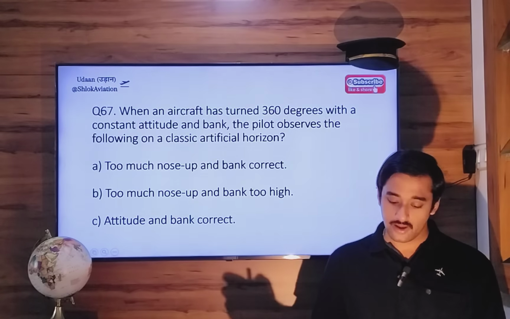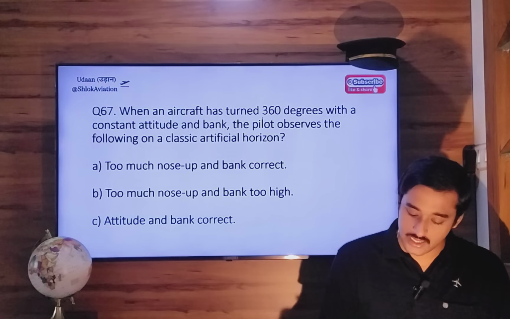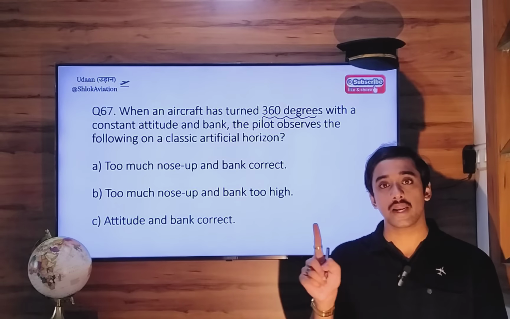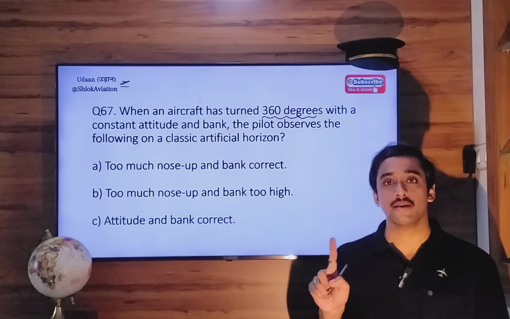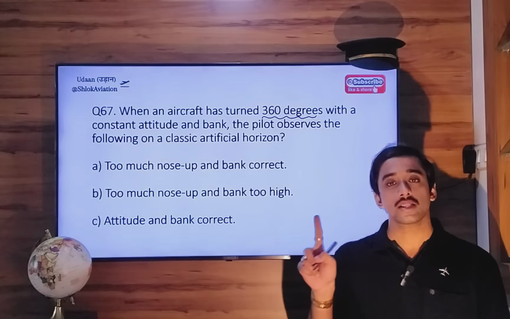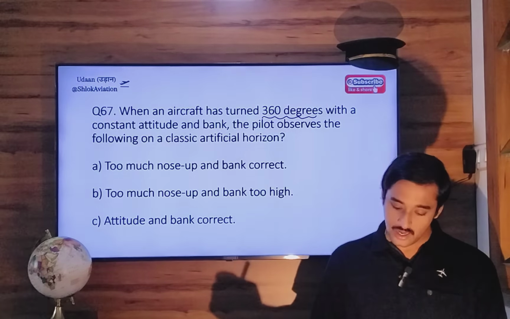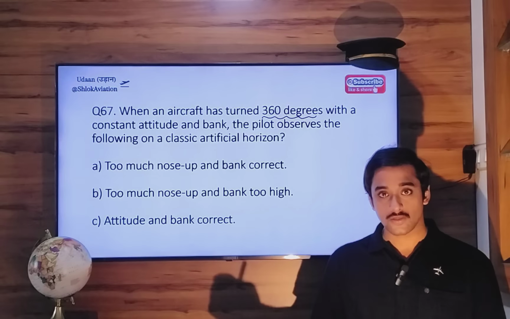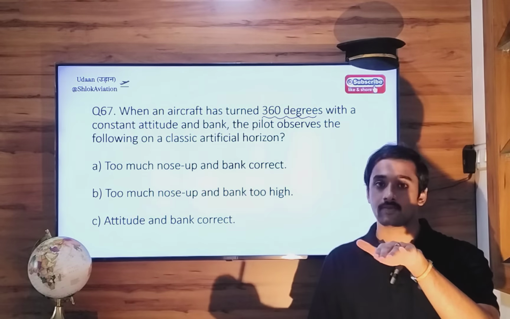Question 67. When an aircraft has turned 360 degrees, meaning a complete rotation, coming back to the same point after making a full 360-degree circle with a constant attitude, so the attitude of your aircraft is the same, straight. If you are making a full 360-degree turn with your pitch attitude maintained or aligned with the horizon, that same pitch attitude you are going to maintain throughout your turn.